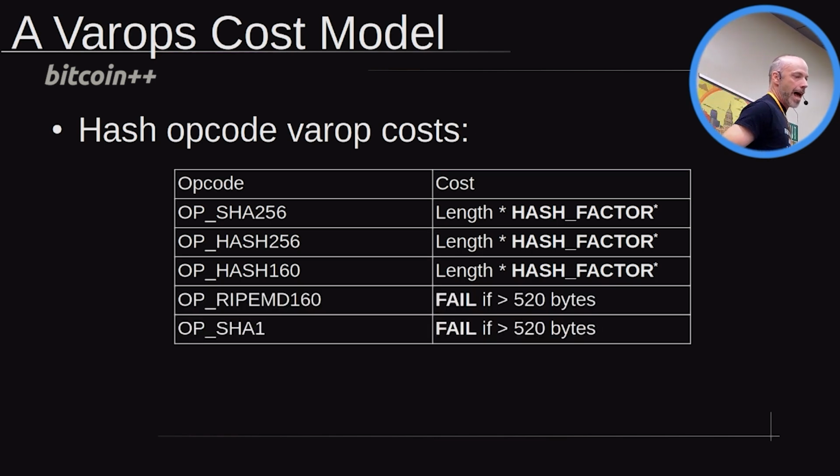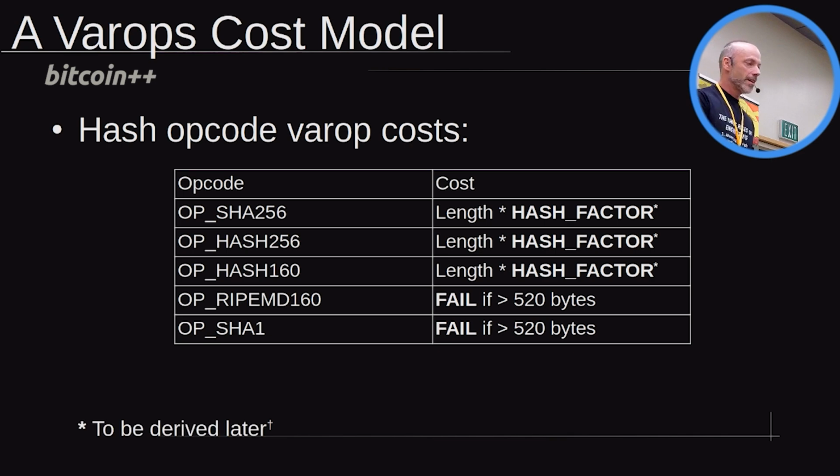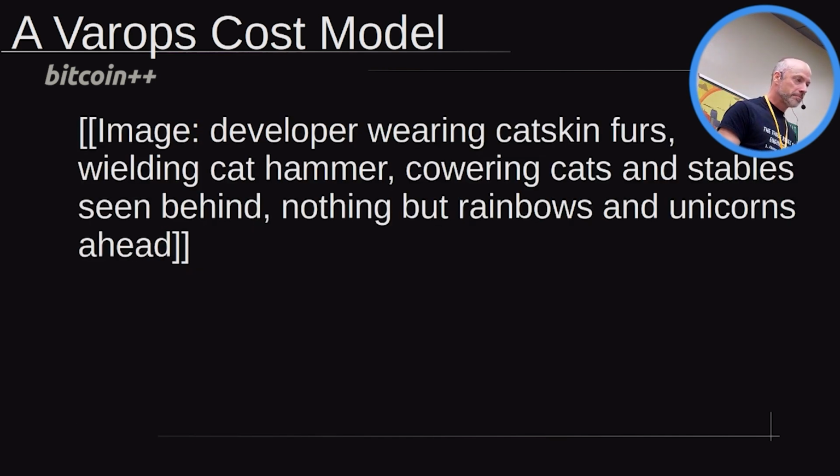Okay. And there are two old hash opcodes, RIPEMD160 and SHA-1. Nobody's going to optimize those. I don't want them to have to do it. So you just fail. If that's too big, you fail. And you start to question your life choices if you ever hit that condition. Because why are you doing that? Okay, now the hash factor I mentioned is to be derived later. And we'll see that in a later slide.